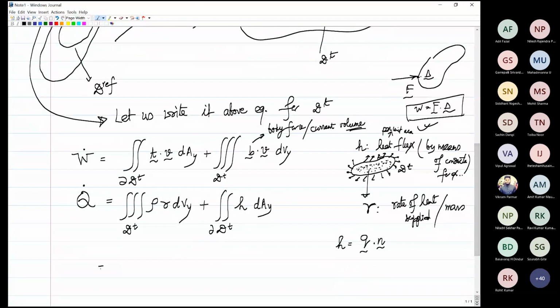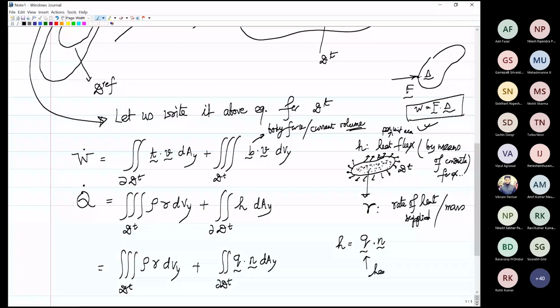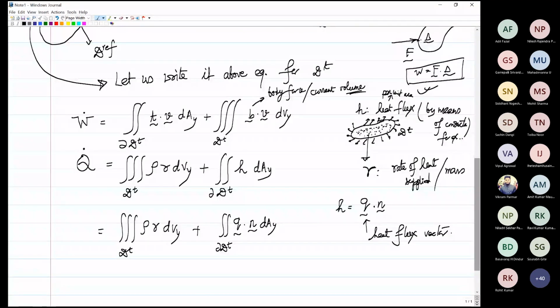So we can now write it as the integral over dt of rho r dvy plus the integral over del t of q dot n dAy, where this q is the heat flux vector. So we call it the heat flux vector. Is it okay to everyone? I have made a mistake. Can someone point out what's the mistake?